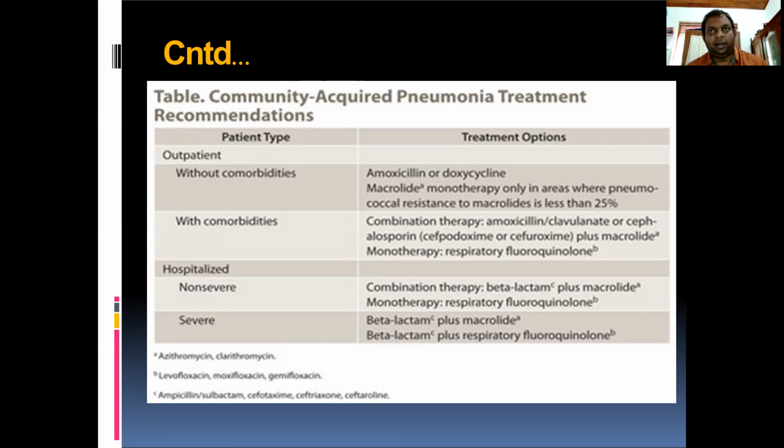What we discussed in antimicrobials: otherwise, if you give multiple antibiotics without a target, it may invariably lead to antimicrobial resistance. So here, without comorbidities, we give amoxicillin. For severe disease, combination therapy: beta-lactam plus macrolide. The beta-lactam is ceftriaxone or cefotaxime. In severe cases, again a beta-lactam; we can even offer meropenem. But if we are suspecting MRSA, we have to go with vancomycin.